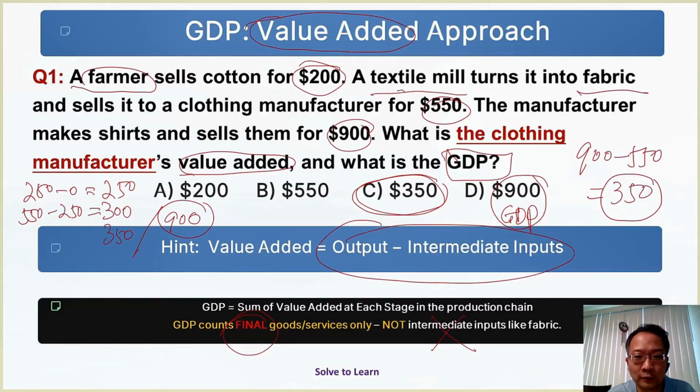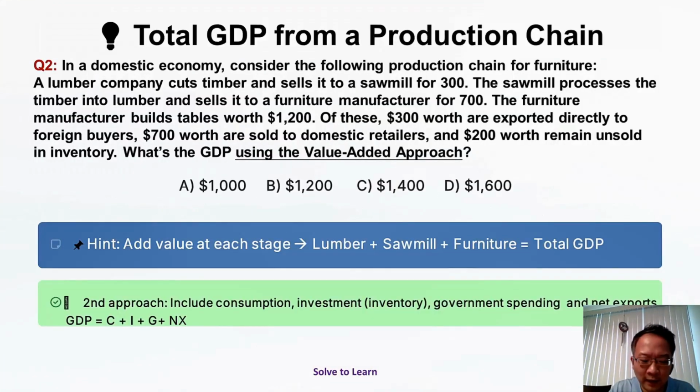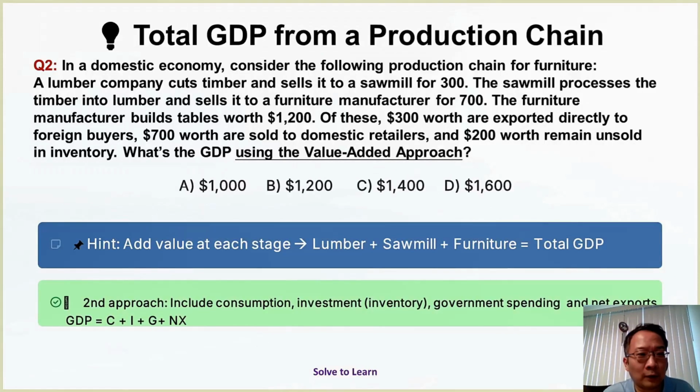But we have a shortcut. The simplest way is to look at the final product, which is sold for 900, and that's it. This question is easily solved. Now, let's look at the second question, which is a bit more complicated.